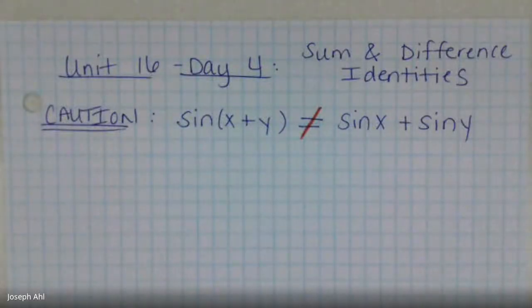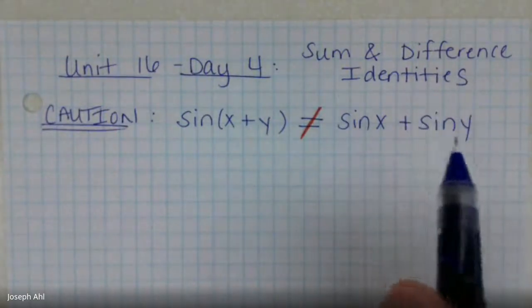This is going to be Unit 16, Day 4. Today we're going to learn some new identities to add to the list. So if you have a separate sheet going with all the identities on them, add a few more to the list today with what are called the sum and difference identities.